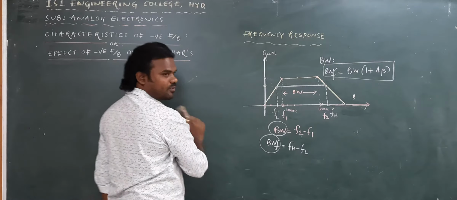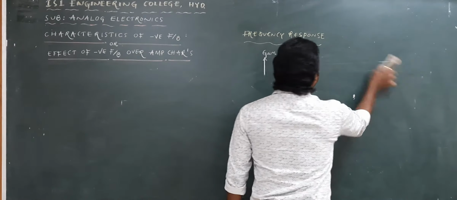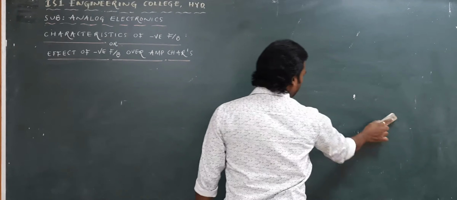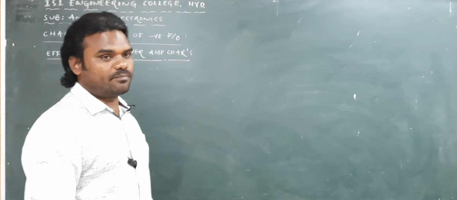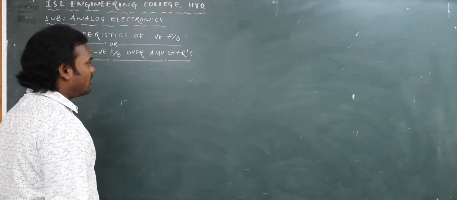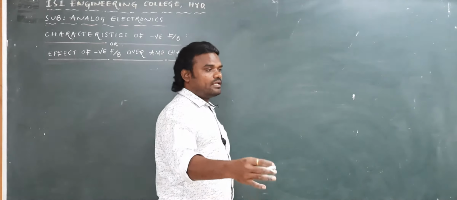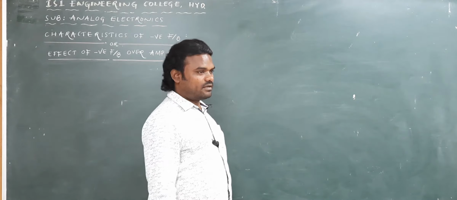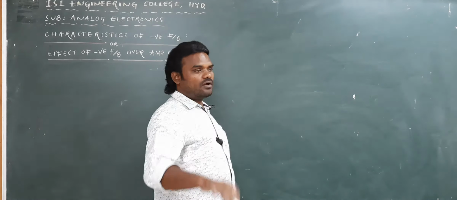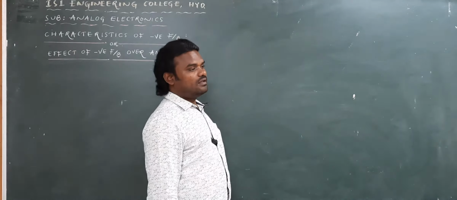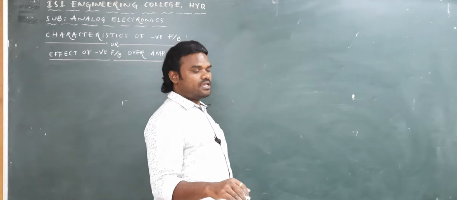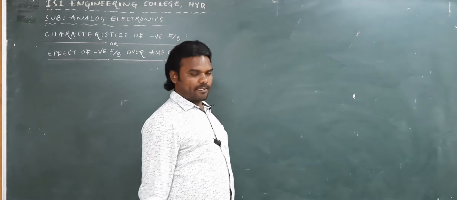I'm going to solve that problem. This type of problem will be asked in the exam. Very simple problems. What is the problem? An amplifier is employed with negative feedback with the following open loop data. With the following open loop data means what? This data is without feedback.